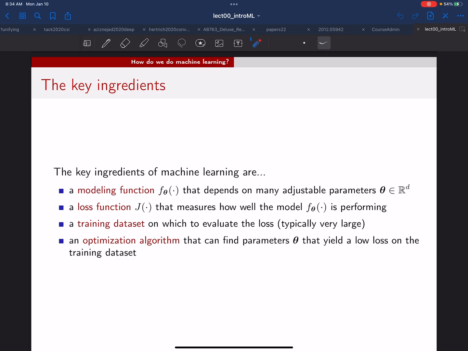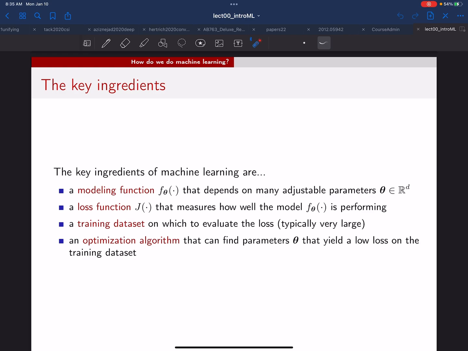So now we need something else to tell us whether the model is working or not working and exactly how well it's working. We're going to call that the loss function, and it often has the variable J. This measures how well the model is performing. Third, we need a training data set on which to evaluate how well this model is working. Typically this training data set is very large, or at least we would like it to be very large. These are all the examples we want to learn from. And finally, the last piece of the puzzle is we need an optimization algorithm that can find those parameters theta that make the loss small on the training data set.